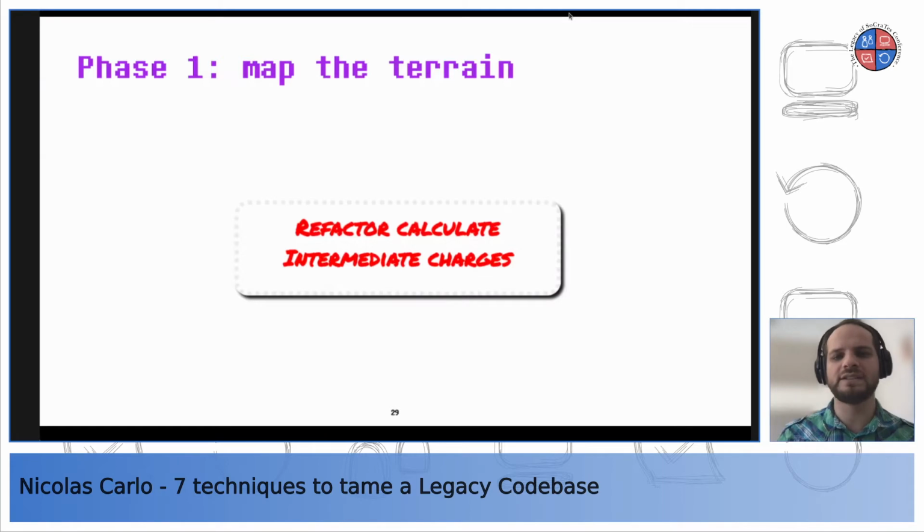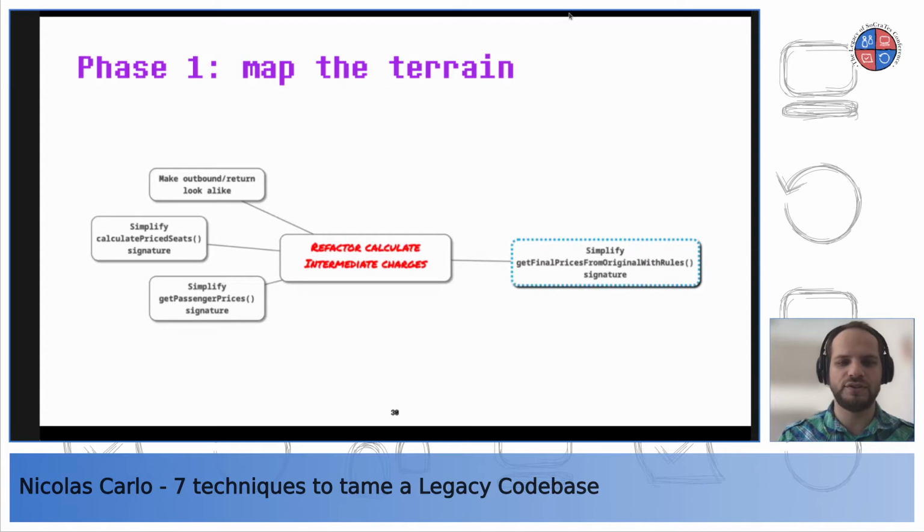Let's see quickly how it looks, because I know it can be a bit abstract when you just read the process. The first phase is what I call mapping the terrain. It's when you are learning what you need to do. So first you want to refactor, calculate intermediate charges, whatever that means. There is a more detailed version of this in the ticket. 5 minutes cannot do that.